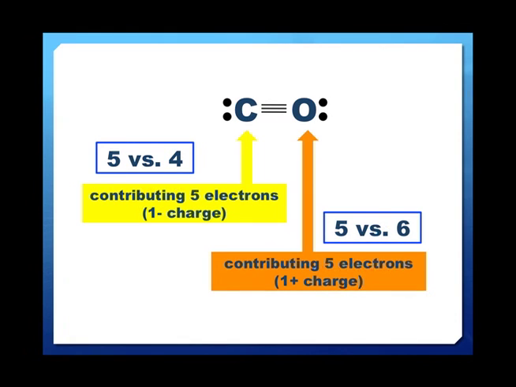Oxygen usually has 6, but here it shows only 5. Again, 1 per bond plus the lone pair. 5 is 1 less than 6. 1 fewer negatively charged particles will mean an overall +1 charge for oxygen. The formal negative charge on the carbon and the formal positive charge on the oxygen will cancel each other out to give a neutral molecule overall. And now we know how to assess formal charge.